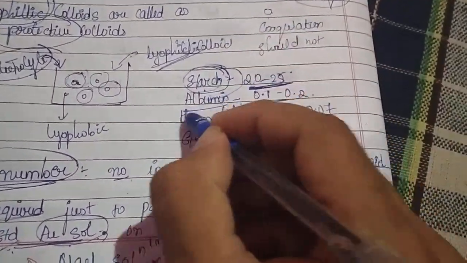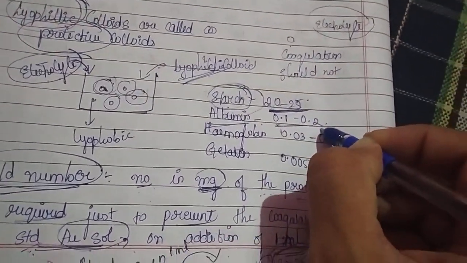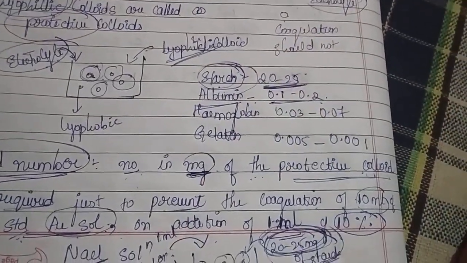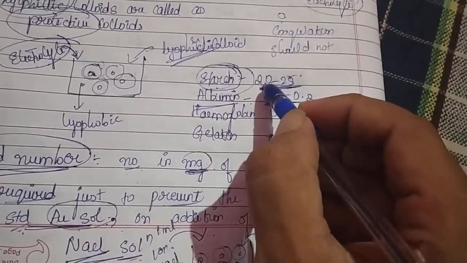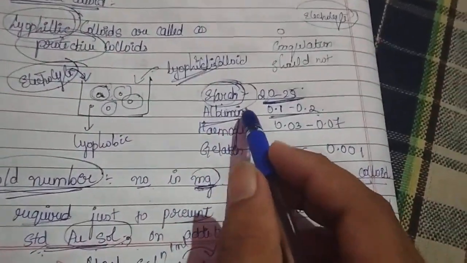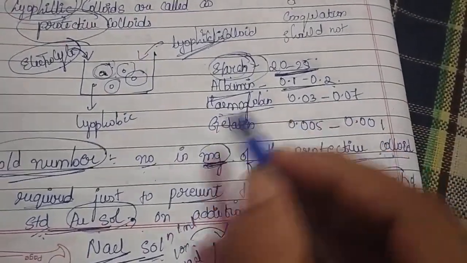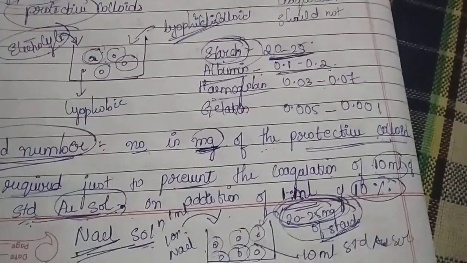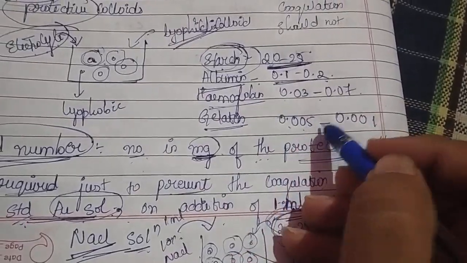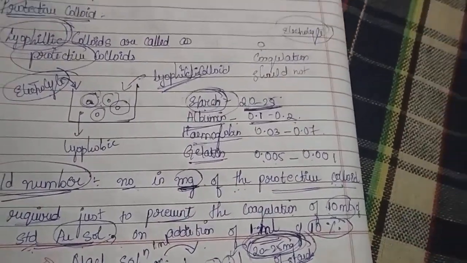Similarly, when I look at albumin, the condition is the same, but how much do I have to add? Just 0.1 to 0.2. You can see the difference. To prevent coagulation of the lyophobic colloids with starch, I have to add 20 to 25 milligrams. But with albumin, I am adding only 0.1 to 0.2. With hemoglobin, 0.03 to 0.07. But for gelatin, it is very much smaller, 0.005 to 0.001.